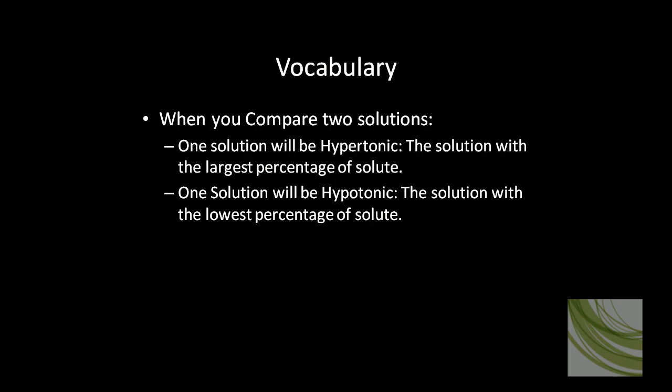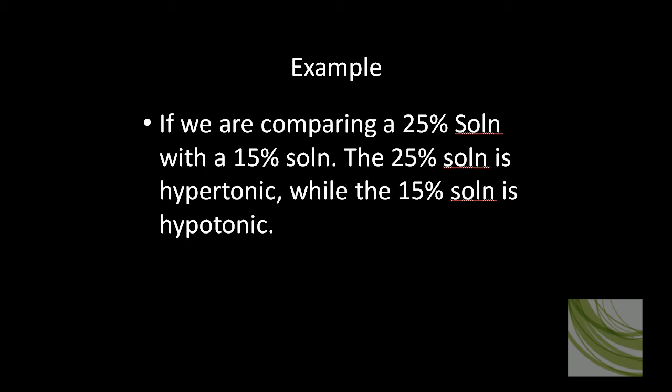When you compare two solutions, one of the solutions is going to be hypertonic while the other will be hypotonic. What do these words mean? Well, hypertonic is the solution that has the highest percentage or largest percentage of solute, while the hypotonic solution will be the solution with the lowest percentage of solute. Here's another example. If we compare a 25% solution with a 15% solution, the 25% solution will be hypertonic, while the 15% solution will be hypotonic.